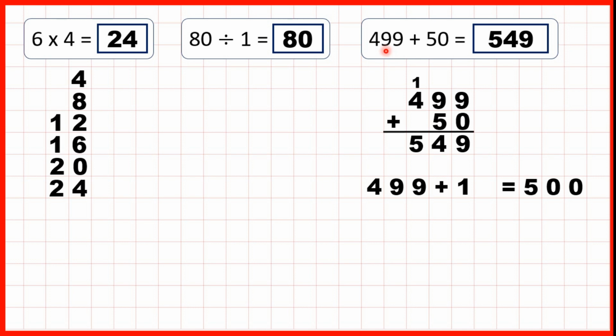From 499, if we add one more, that takes us to 500. And then from 500, we can add another 49 to get our answer. Because if we add 1 and then add 49, we've added 50 altogether.